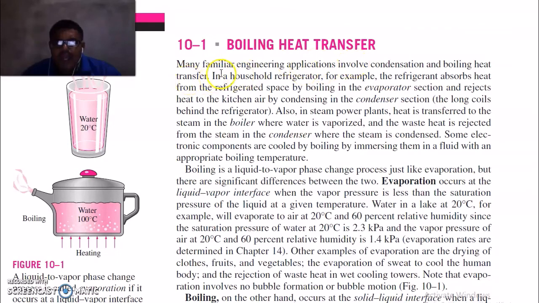Boiling heat transfer. Many heat transfer applications involve condensation and boiling. In a household refrigerator, for example, the refrigerant absorbs heat from the refrigerator space by boiling in the evaporator section and rejects heat to the kitchen air by condensing in the condenser section. Also in steam power plants, heat is transferred to the steam in the boiler where water is vaporized, and the waste heat is rejected from the steam in the condenser where the steam is condensed. Some electronic components are cooled by boiling, by immersing them in a liquid fluid with an appropriate boiling temperature.